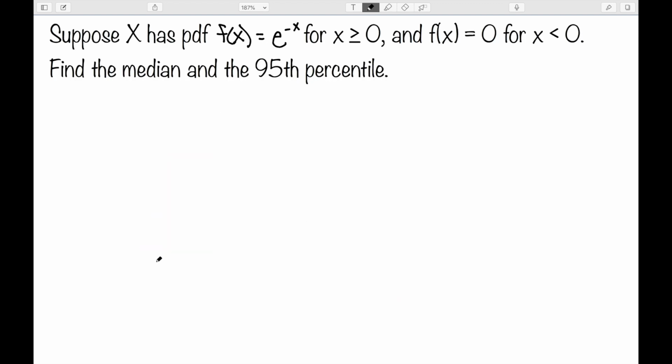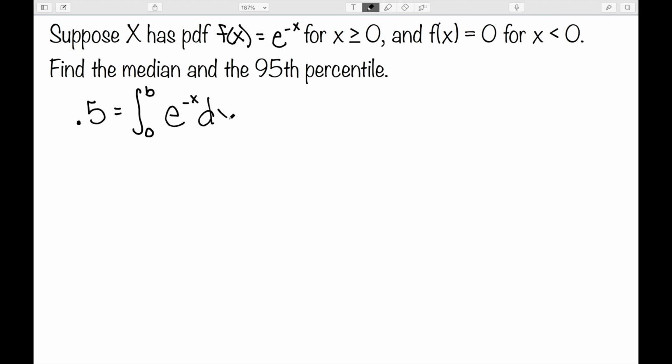Let's suppose our random variable X has PDF given by f of x equal to e to the minus x for x greater than or equal to 0, and f of x equal to 0 for x less than 0. I want to find the median and the 95th percentile. Let's start with the median. In this case, we want the area under the curve to be 0.5, and this needs to go from 0, our starting point, to some value that we'll call b. And that's what we're trying to solve.